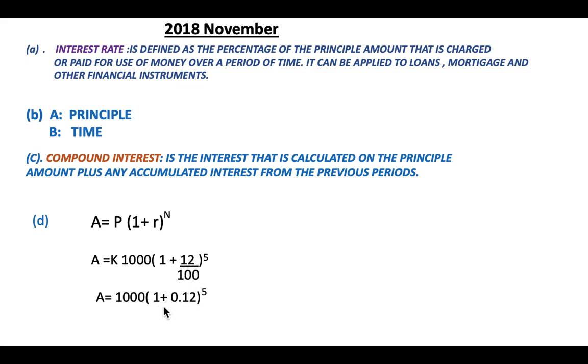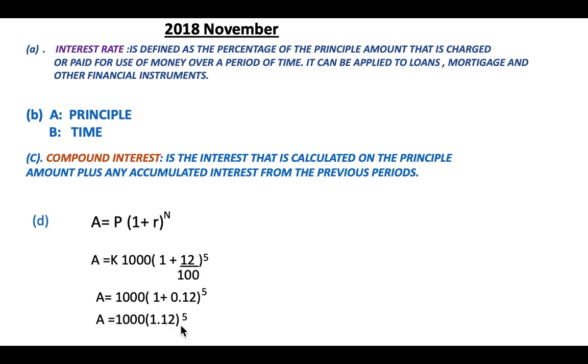So you first of all start with what is inside the brackets. If you follow mathematics, you start with what is in the bracket: you add 1 plus 0.12. When you add these two, and then you power. So when you add 1 plus this, we are getting 1.12. This 1.12, you power it to 5.